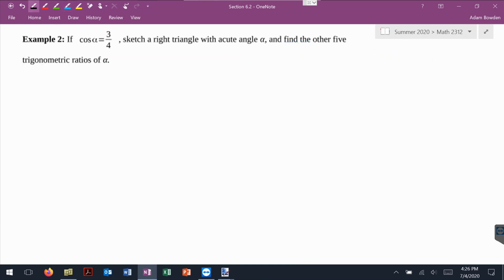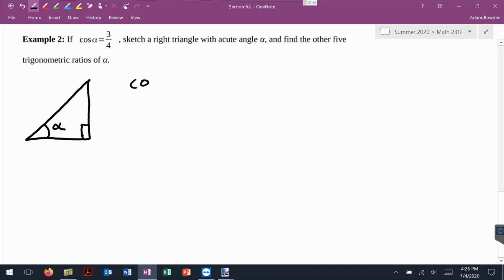Now for example 2, it says cosine alpha is equal to 3 over 4. We want to sketch a right triangle with the acute angle alpha and find the other 5 trigonometric ratios for alpha. The only reason they're using this different symbol is just to show that different symbols can be used. We've generally lately been using theta, but alpha can also be used as a symbol standing for an angle. So a right triangle would look something like this. What I want to do is figure out all the other trig values from here.